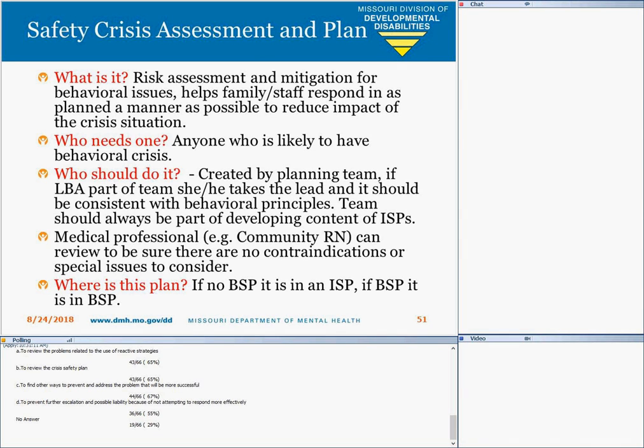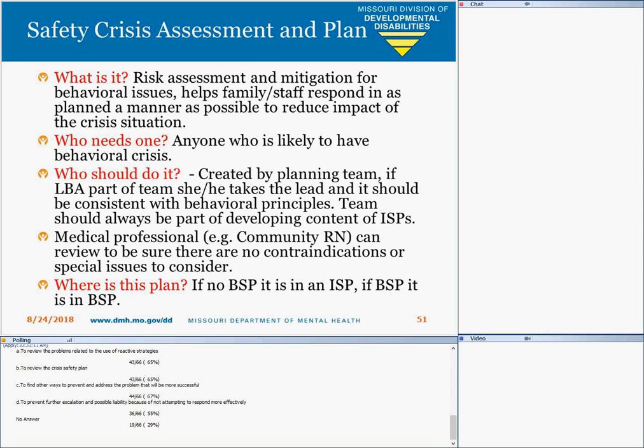So who does a safety crisis plan? Well, a plan is created by the planning team. If there's a licensed behavior analyst as part of that team, then he or she might take the lead, because it should be consistent with behavioral principles. Teams who have licensed behavior analysts should always be part of developing the content of the individual support plans and, of course, the safety crisis plan, because they're the ones that are going to have to use it.